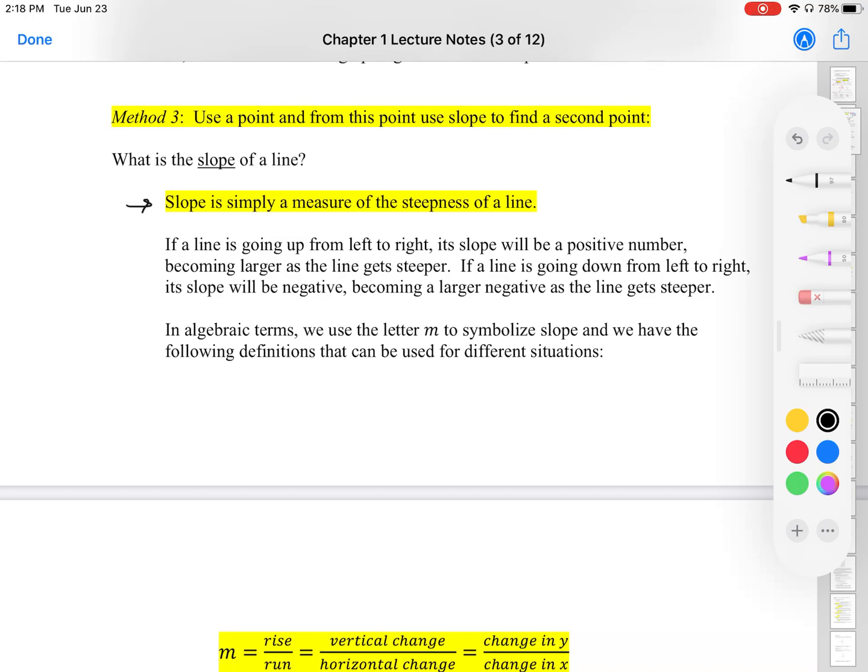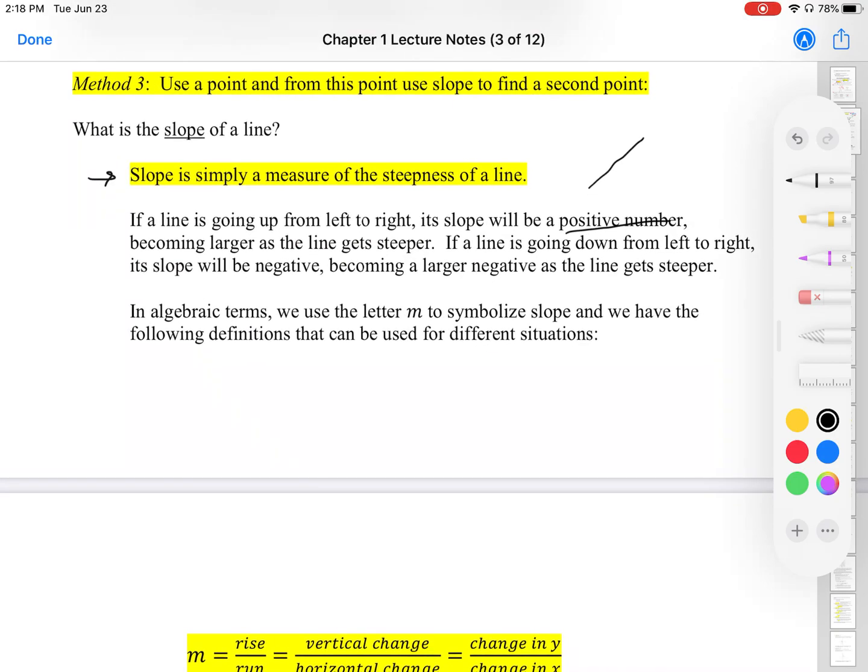If a line is going up from left to right, the slope will be a positive number. So it goes like this, becoming larger as the lines get steeper. If a line is going down from left to right, then it has a negative slope. So it'll be going down this way, becoming larger, negative as the line gets steeper.